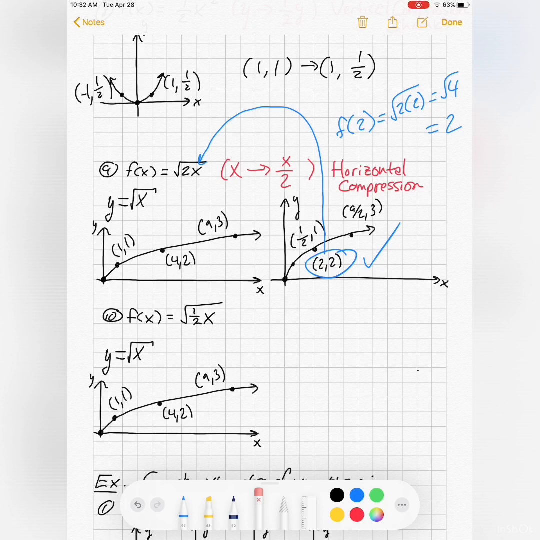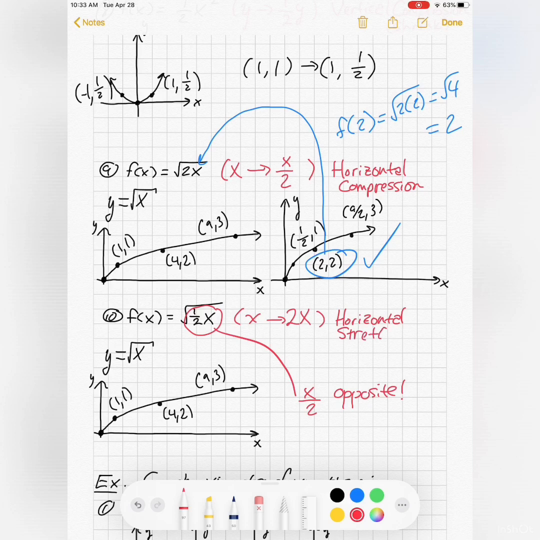Okay, so look at this one. Again, you see how that half is underneath the square root? So I know it's going to affect x, so it's a horizontal change. Now remember, horizontal things are opposite of how they look. What it looks like here is that I'm dividing the x by 2. So be careful, I'm going to do the opposite. I'm going to actually multiply the x by 2. So the x is getting bigger. This is a horizontal stretch.